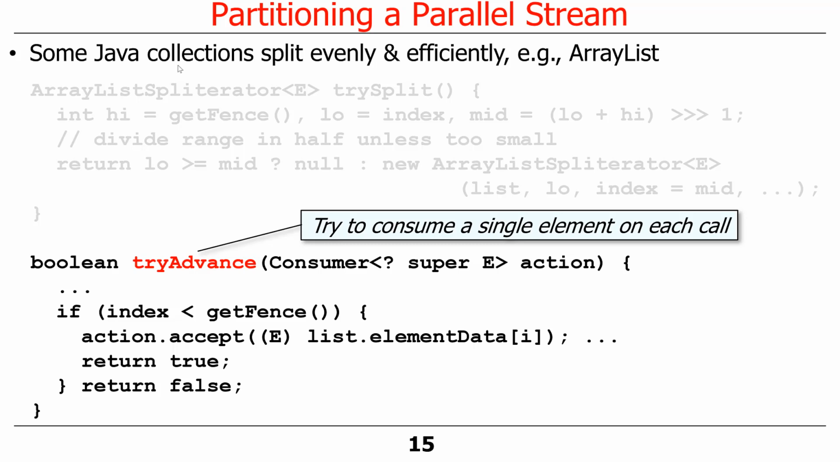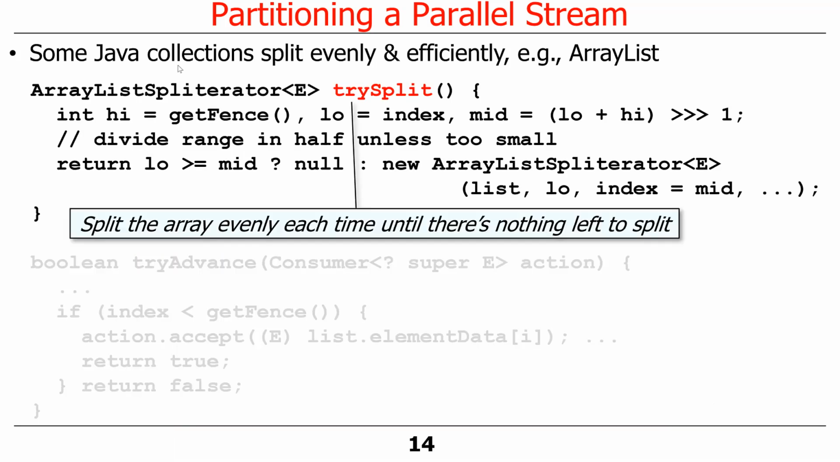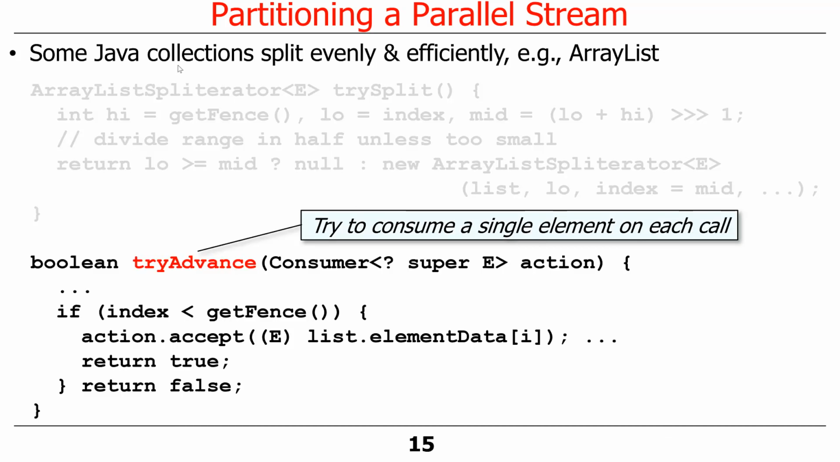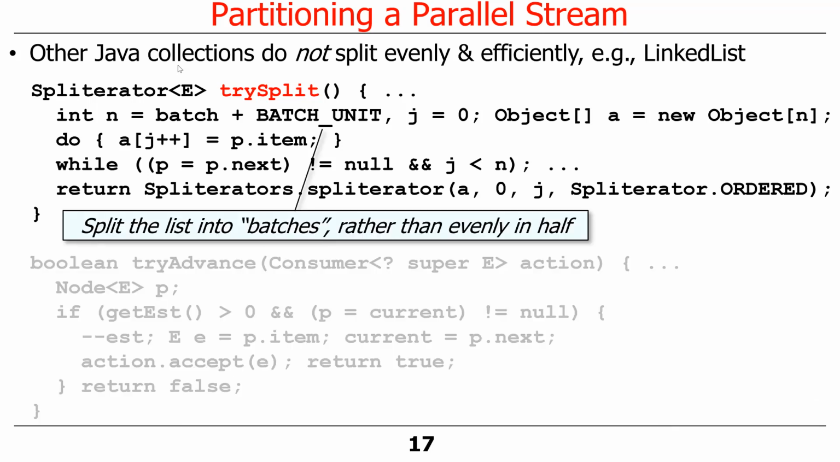And the nice thing about ArrayList, as I showed you here, is it splits things evenly, and as you can see, it splits it very efficiently because it's just sort of a computation to split things right in the middle. Let's take a look at a data structure, that Java collection, in this case LinkedList, that doesn't split evenly or efficiently. So here's LinkedList. As you can see, it's not going to split evenly or efficiently.